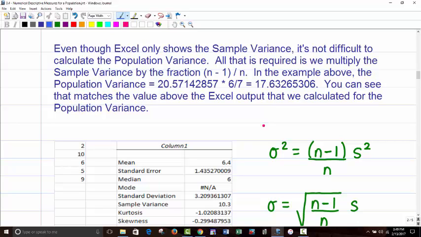They only give sample variance. But all you have to do is take, here's a little conversion formula I came up with right here. Now you have to take the variance before you square root it. If you take the sample variance and then multiply it by n minus 1 divided by n, that will give you the population variance. And then you can square root it to get the standard deviation.